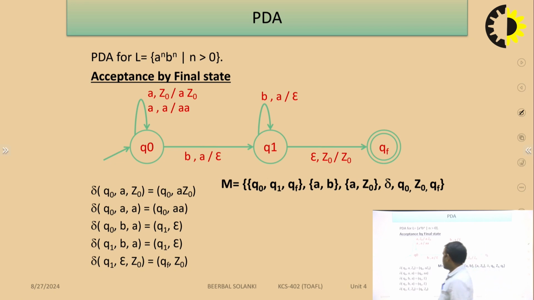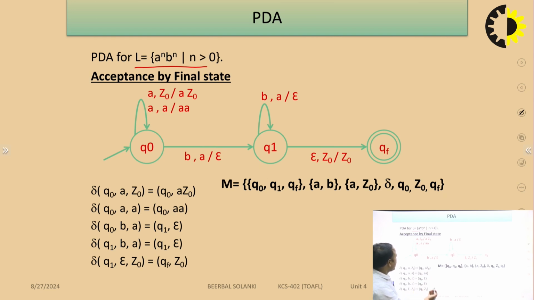Now we will discuss the numerical part of the PDA. Here we see: design a PDA for the language a to the power n, b to the power n, where n is greater than 0. We will design the PDA for this language using the concept of acceptance by final state. This is the transition function for the given language, and this is the transition diagram. We will discuss one by one how this works.